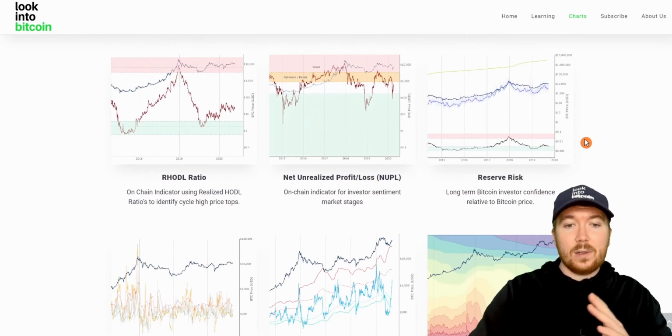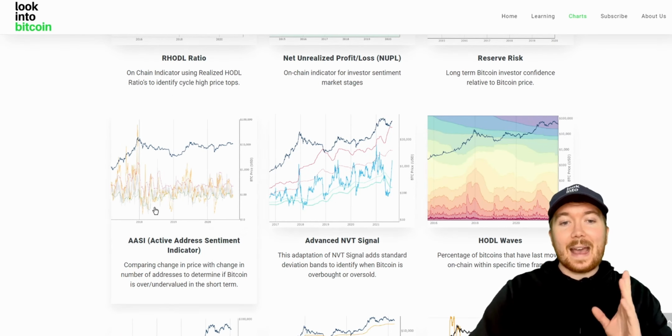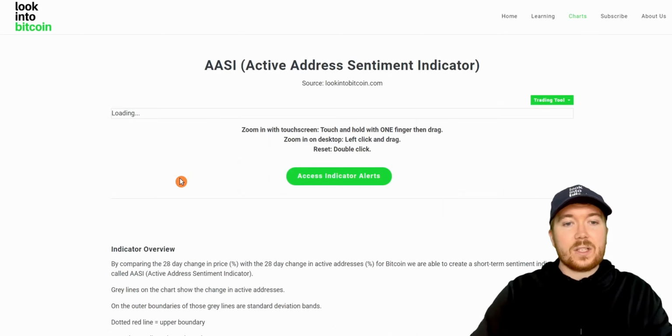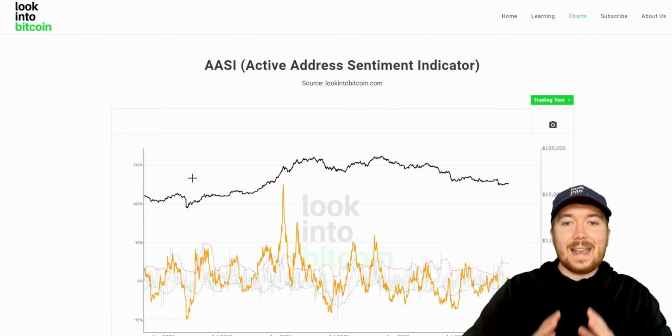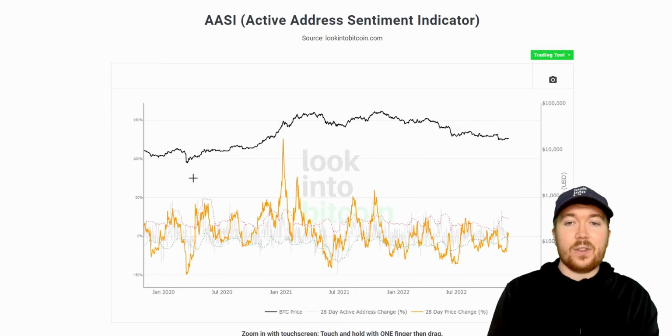So if we scroll down on lookintobitcoin.com, the two charts in particular that we're going to be covering are here, the active address sentiment indicator and the advanced NVT signal. So if we just start with the active address sentiment indicator, now this is tracking the 28-day percentage change in the Bitcoin's price and the 28-day percentage change in the active addresses on the Bitcoin network.